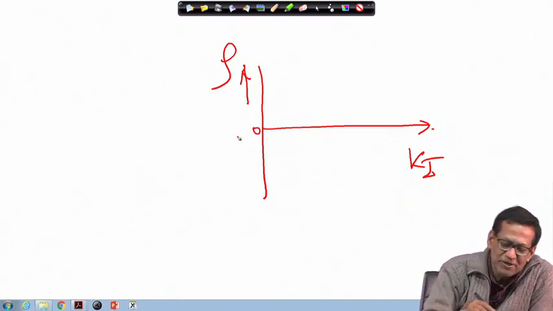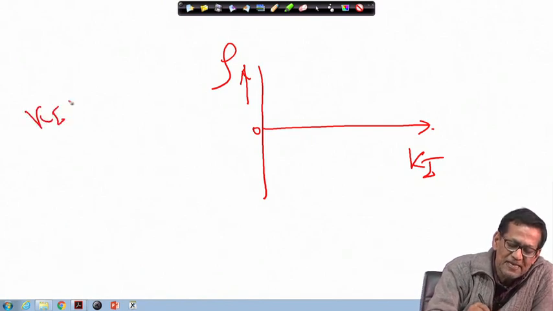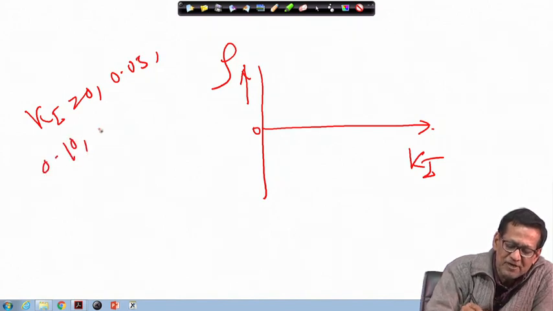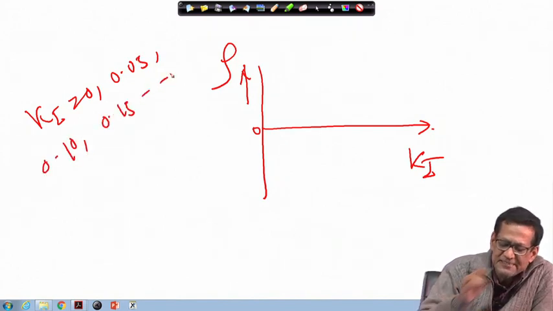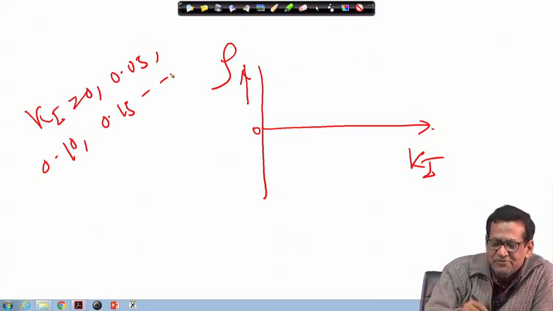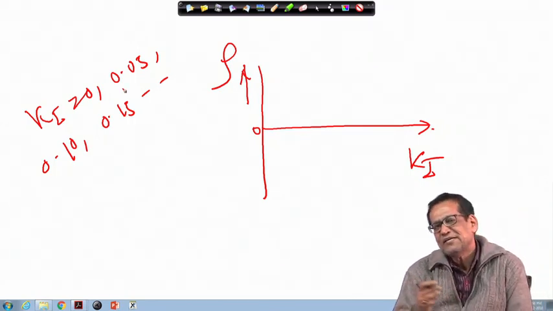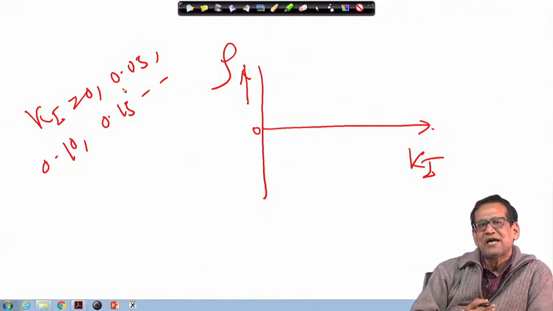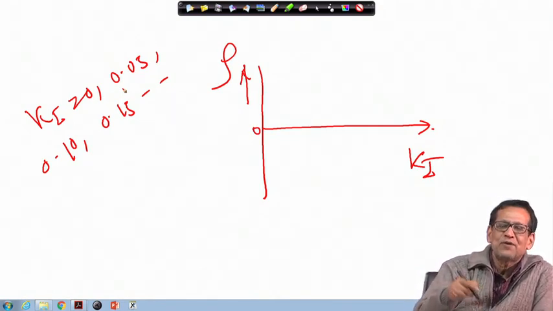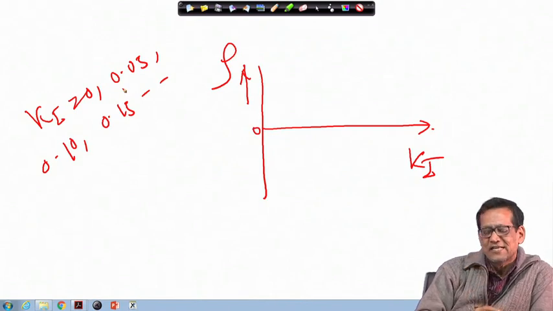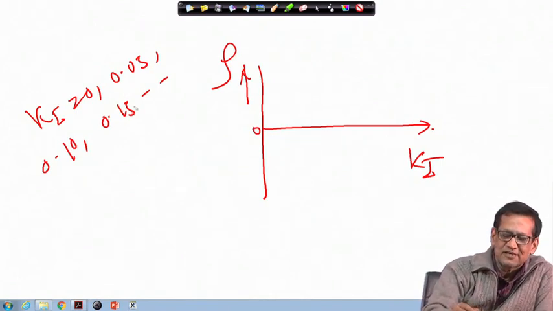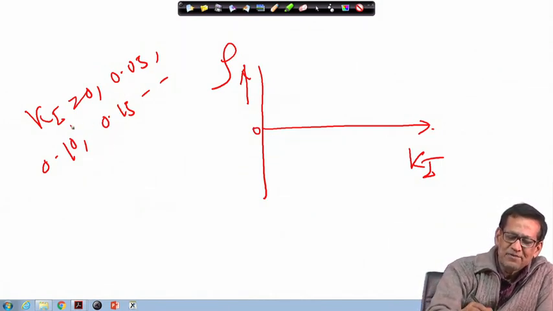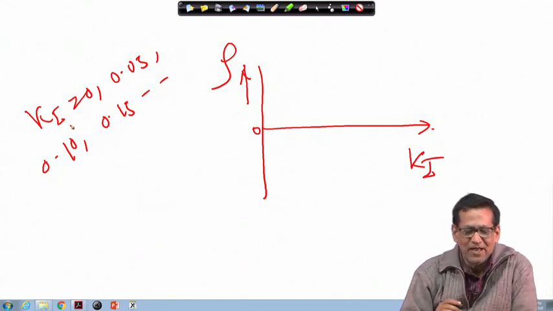In this case you start from k I is equal to 0, then the next value of k I is 0.05, then 0.10, then 0.15, like this. In a step of 0.05 you change the value of k I, and every time you find the eigenvalues using, say, MATLAB. You put it in a loop and find the eigenvalues of the A matrix for k I is equal to 0, k I is equal to 0.05, and every time you find what is the value of rho.